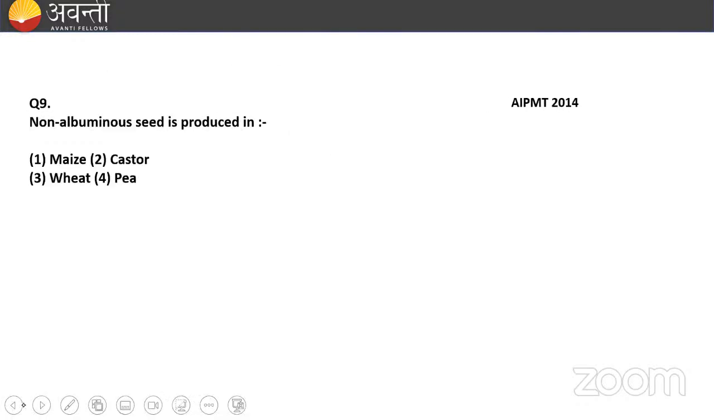Now moving to next one, question number 9 says non-albuminous seed is produced in. This question came in AIPMT 2014. Options are: 1 is maize, option number 2 is castor, option number 3 is wheat, option number 4 is. What do you think? What will be the correct option? They're asking about the non-albuminous seed.